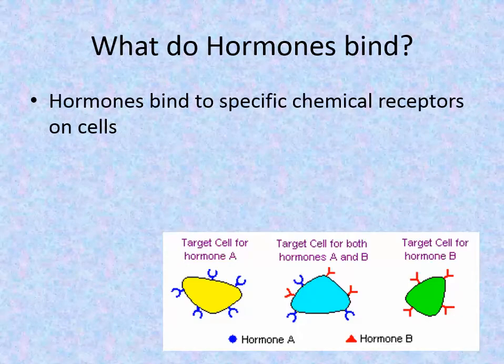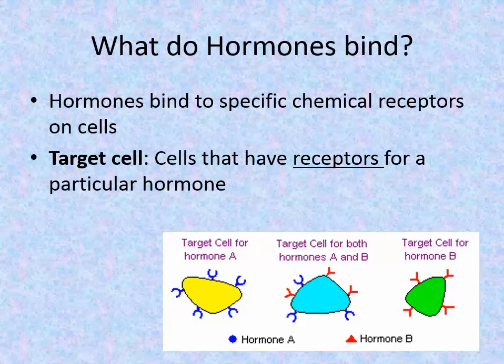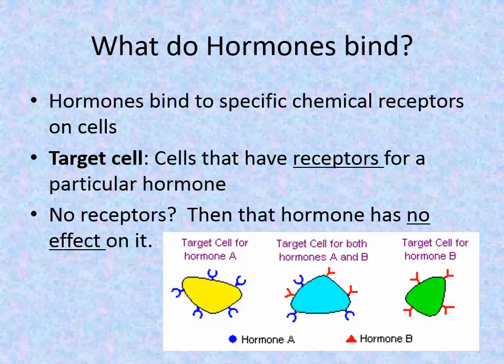So the way that hormones work, if you remember enzymes, they're kind of similar to that, but not quite. Hormones are specific to certain cells, and those cells are called target cells. These target cells have to have receptors on them that fit a particular hormone. And if it doesn't have the receptors, then the hormone will not have an effect on it.